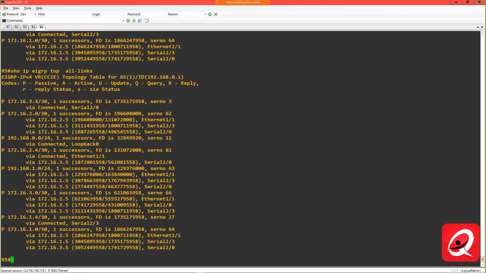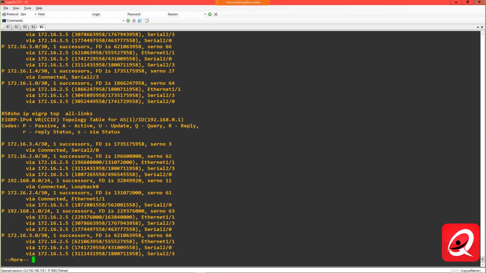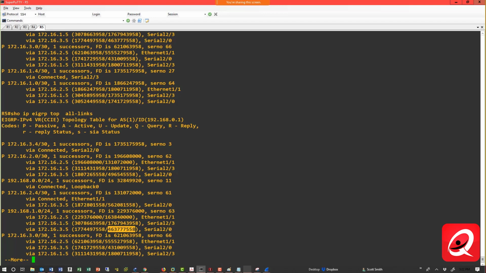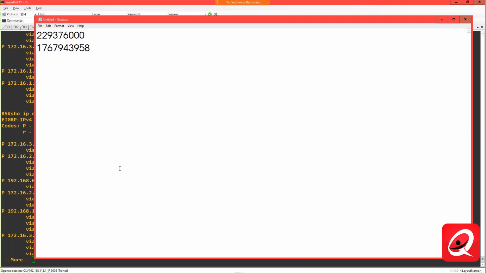All right, so now it looks like in this particular case, we still didn't modify the metric to the point where, let me make sure it's refreshed here. We still didn't modify the metric to the point where it becomes the preferred path. That's still our primary path, but we can see now the feasible distance of that, or the reported distance of that secondary path is that value. Where's my Notepad? So it doesn't meet the feasibility condition yet, but it's definitely getting closer.